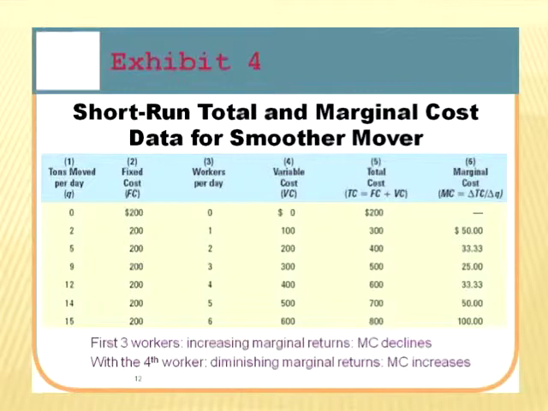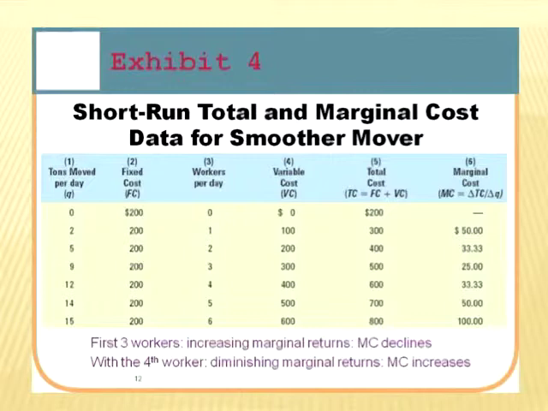So as we move from 1 worker to 2 workers as an example, the total cost moves from 300 to 400. The total tonnage moves from 2 to 5. And so our marginal cost, the change in total cost divided by the change in quantity, is $33.33. For the first worker, it cost us $50 per ton. For the second worker, it cost us $33 per ton.